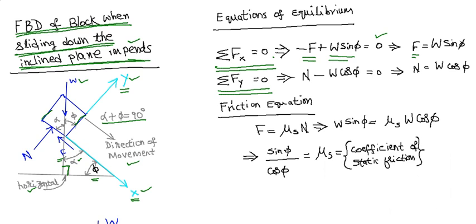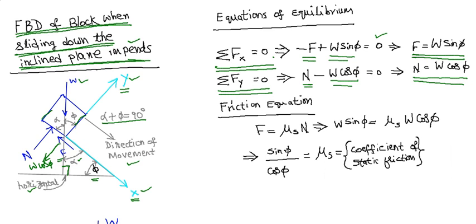One component which is going along the positive y-axis is N, so you have plus N here, and W cos phi is the component which is going in a direction opposite to that of the positive y-axis. So W cos phi is something going down, so you have a negative. So we have two equations of equilibrium: N is equal to W cos phi and F is equal to W sin phi.